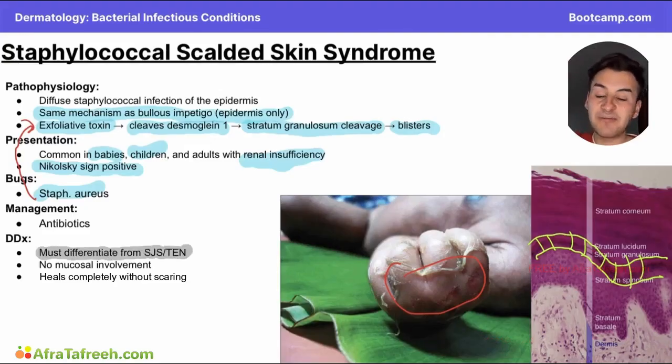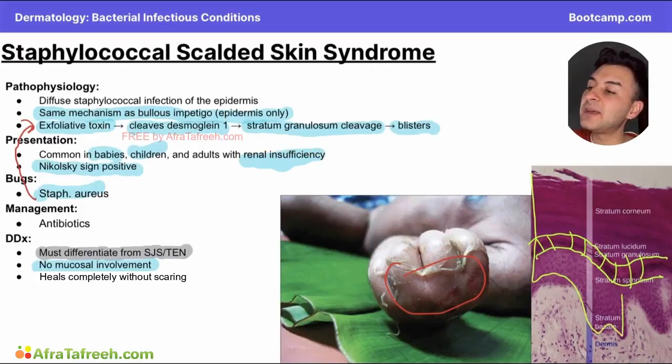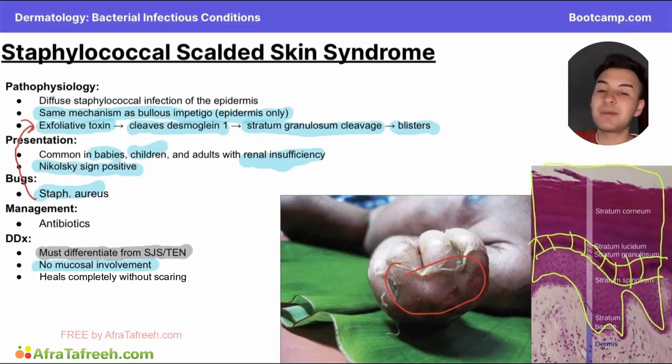So a good way to differentiate is that there is no mucosal involvement when we are talking about staphylococcal scalded skin syndrome. I want to mention that this disease process, even though it is horrible, it heals completely without any scarring. And that's because this is an infection that is solely limited to the epidermis. And the epidermis can take a lot of damage before it results in scarring.